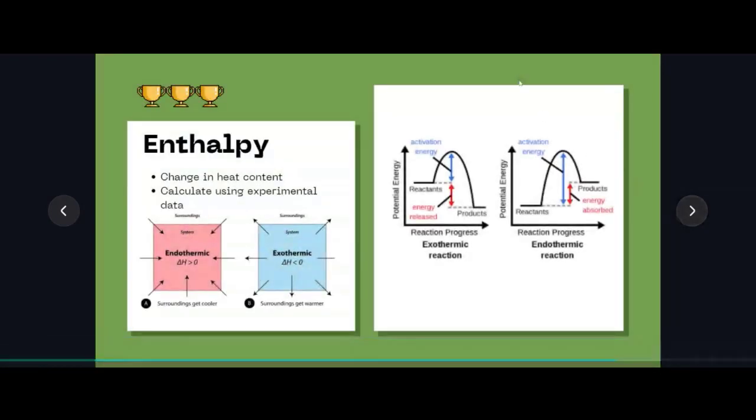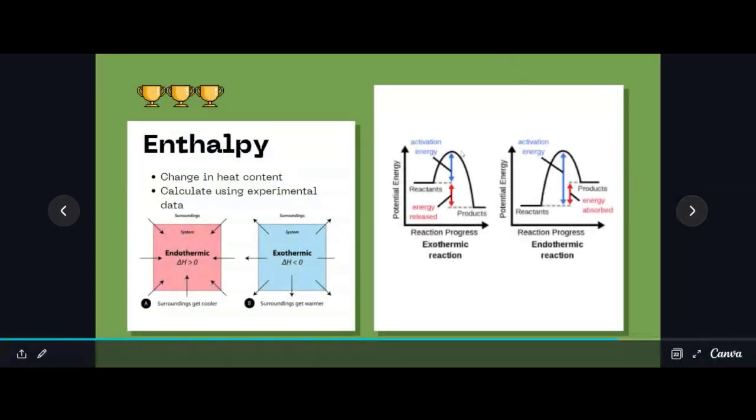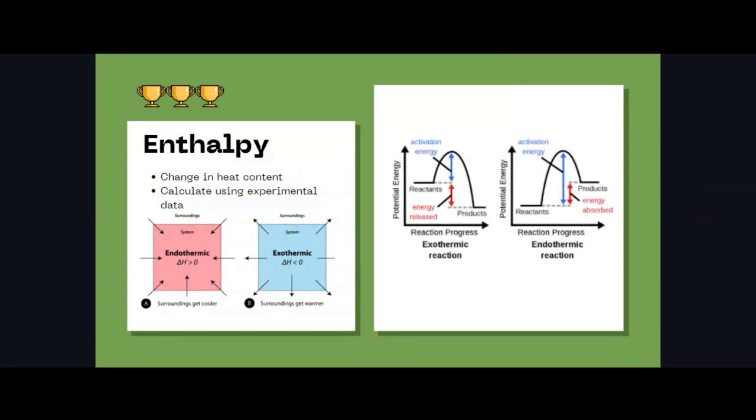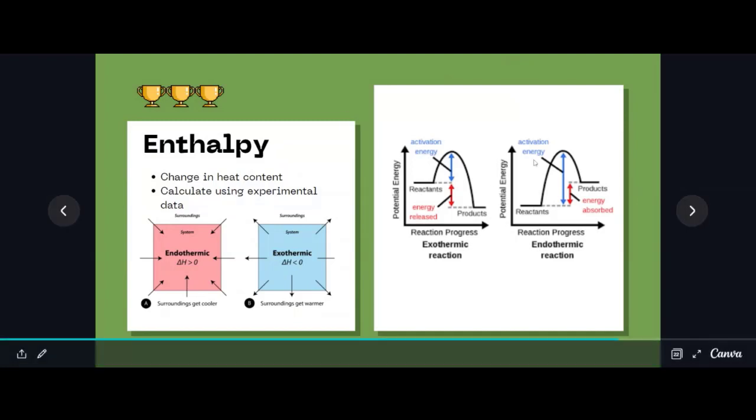Okay, so from Gen Chem 1, we talked a lot about enthalpy. This is the change in heat content, and it is calculated using experimental data. If you have the delta H of formation of the products and the reactants, you just do products minus reactants, and then you can calculate delta H from there. If delta H is positive, the system gains heat, so delta H is greater than zero. If it's exothermic, it's releasing heat, so delta H is less than zero. And here's the graph, a good refresher in case you forgot.